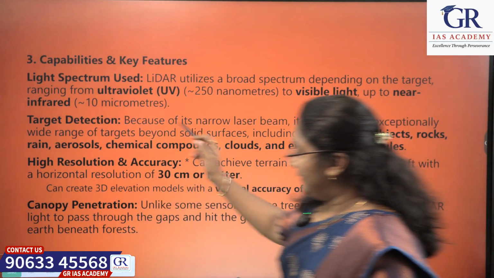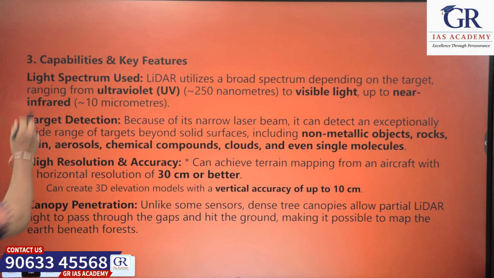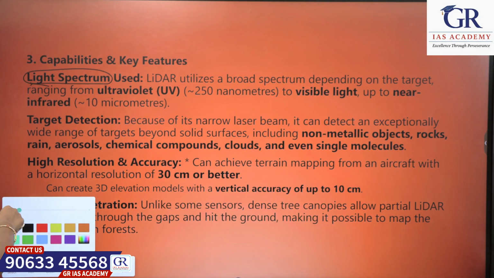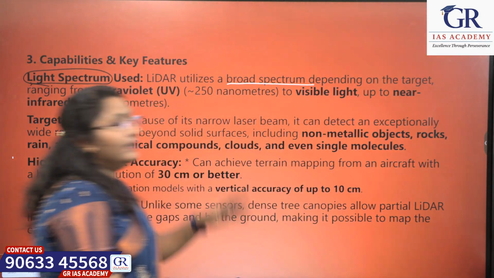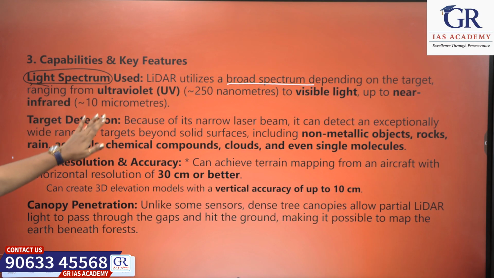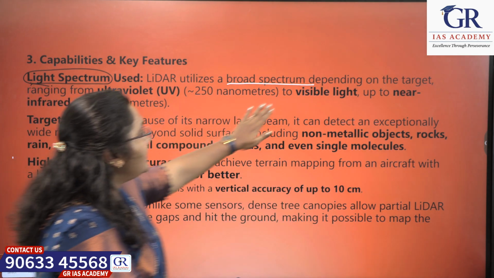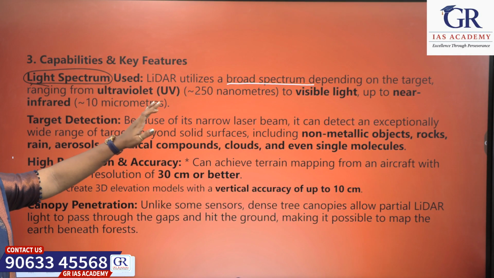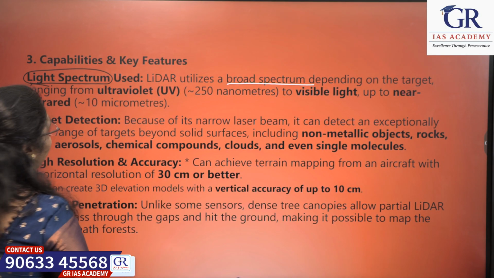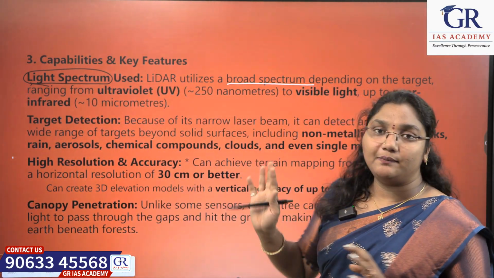Now let's see the capabilities of LiDAR. It uses a light spectrum. LiDAR utilizes a broad spectrum depending on the target, ranging from ultraviolet, approximately 250 nanometers, to visible light and near-infrared, approximately up to 10 micrometers. Based on the object to be detected, the spectrum will change.